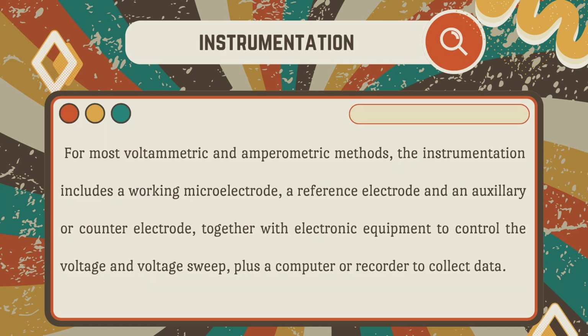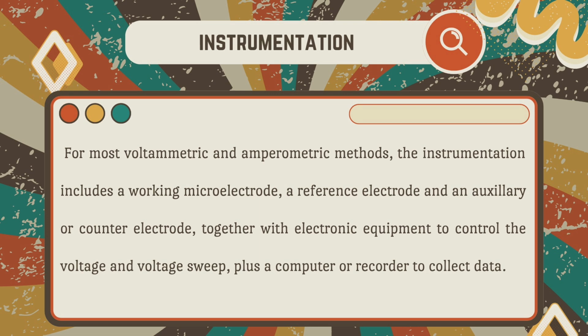For most voltammetric and amperometric methods, the instrumentation includes a working microelectrode, a reference electrode, and an auxiliary or counter electrode, together with electronic equipment to control the voltage and voltage sweep, plus a computer or recorder to collect data. The earliest electrode used was the dropping mercury electrode, which is DME, where pure mercury flows through a fine capillary either due to gravitational force or by applied pressure. Drop times of a few seconds are usual.